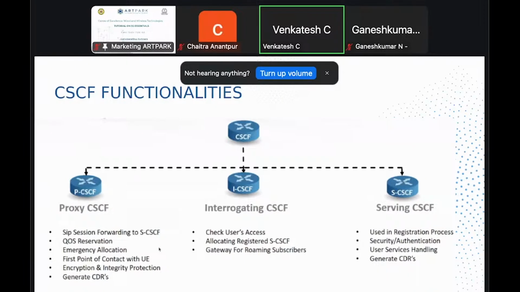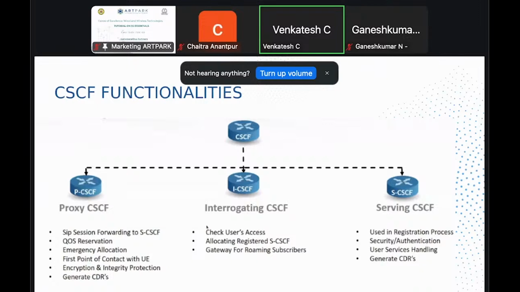PCSF ensures that messages are securely forwarded to the right IMS entities, and it helps to maintain the QoS profile. Next, we move to the ICSF. ICSF stands for Interrogating Call Session Control Function. It acts as a middleman between the PCSF and SCSF. It is responsible for routing the user information and assigning the SCSF for call processing.